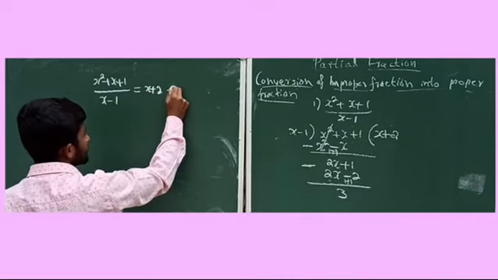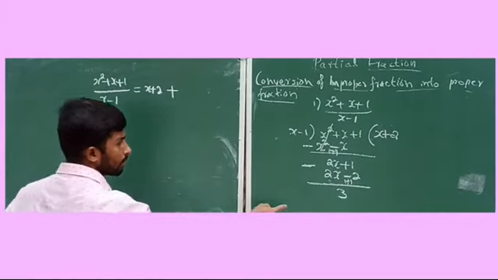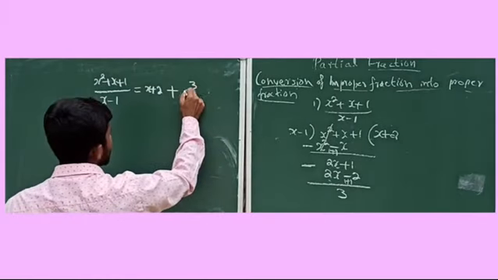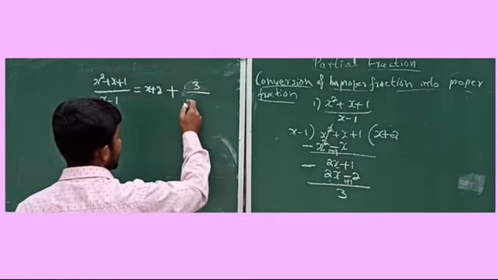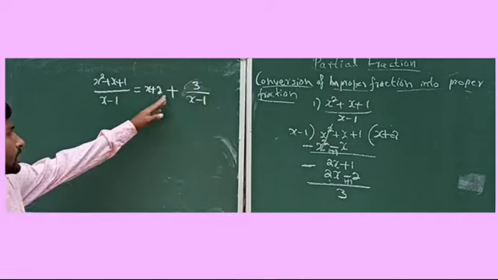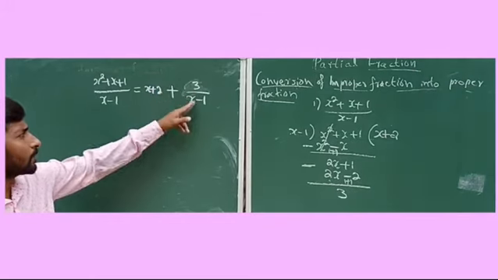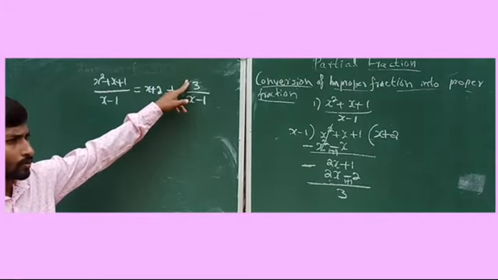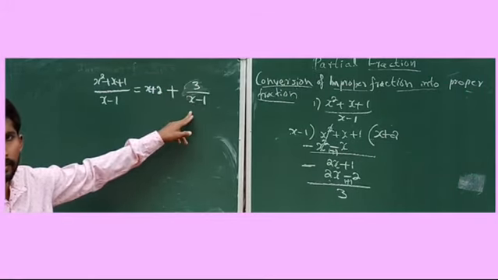Okay. Plus, put a plus sign, remainder 3 divided by divisor. What is the divisor? x minus 1. Okay. Now it is in the proper fraction. See, 3 by x minus 1. The degree of the numerator is less than the degree of the denominator.